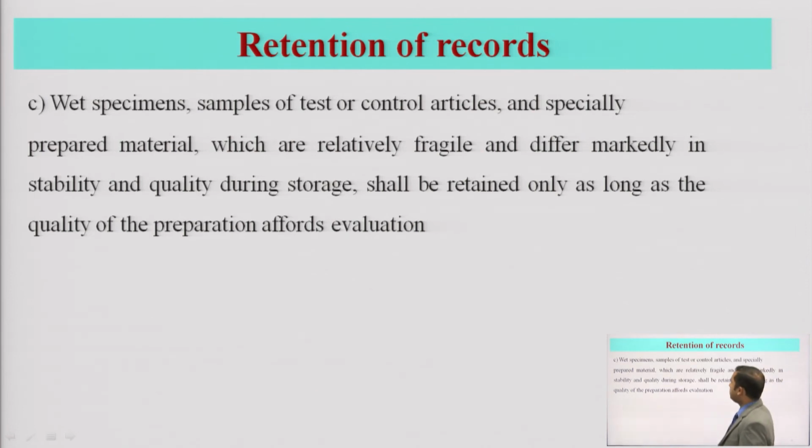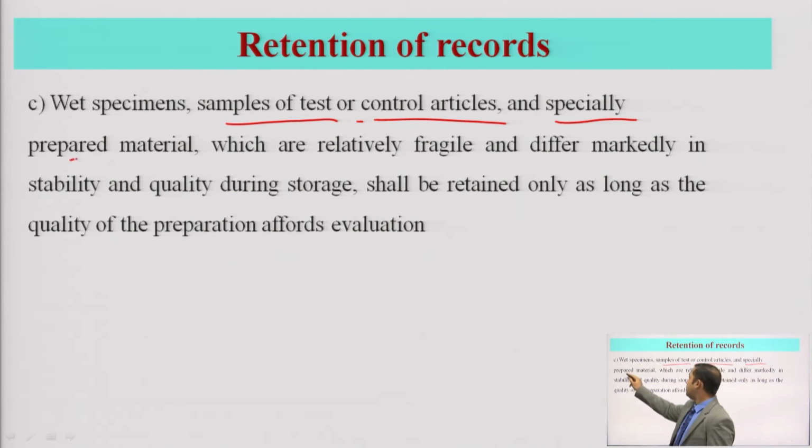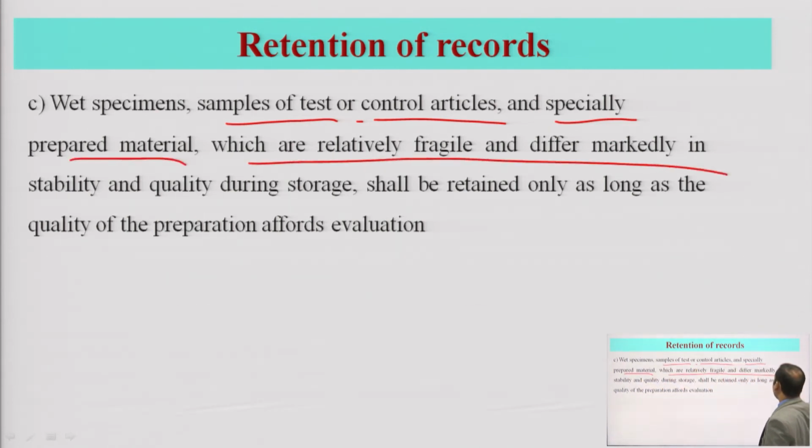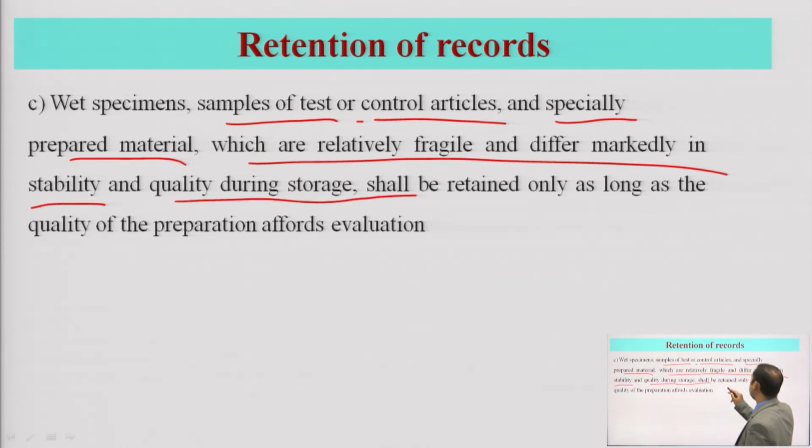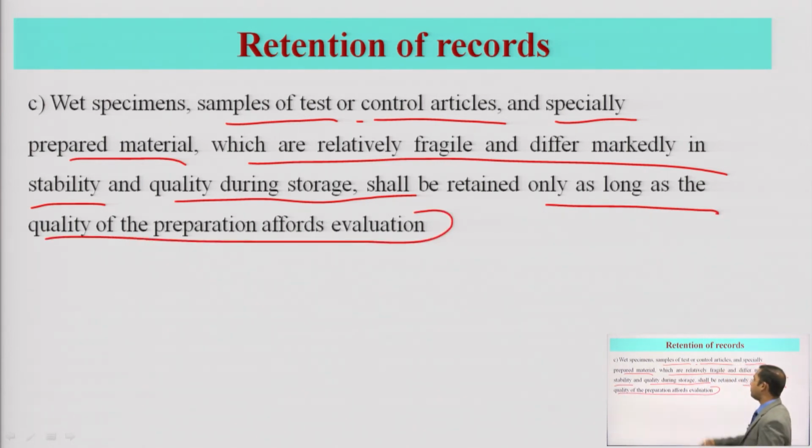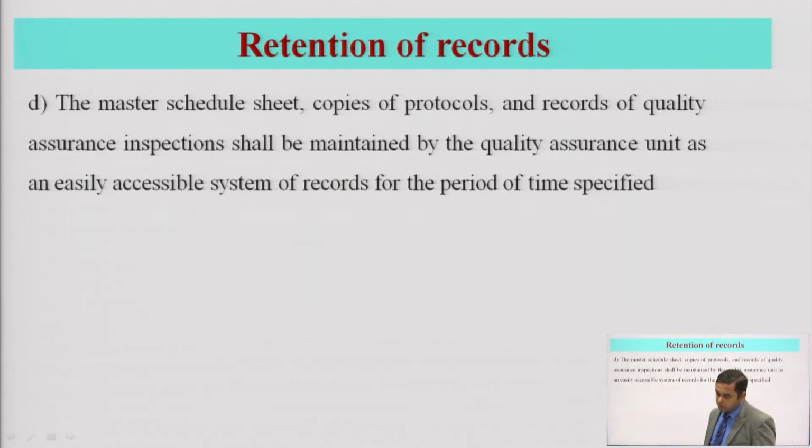Also, the wet specimens, samples, test and control articles, and specially prepared materials which are fragile and differ markedly in stability and quality during storage shall be retained only as long as the quality of the preparation affords evaluation. Okay. And also the master schedule sheet, copies of protocols, and records of quality assurance inspections shall be maintained by the quality assurance unit as an easily accessible system of records for the period of time specified.